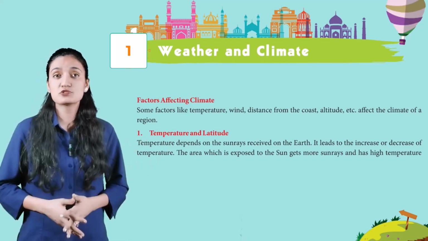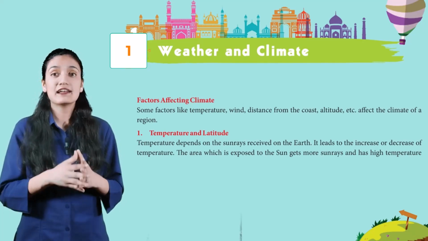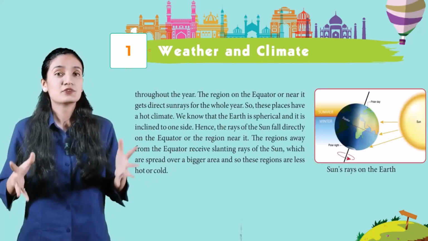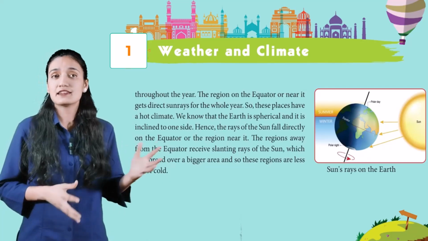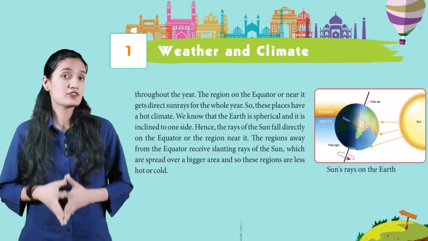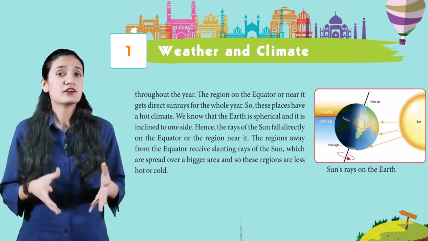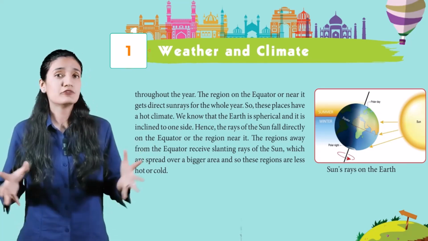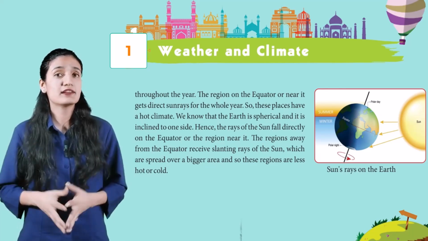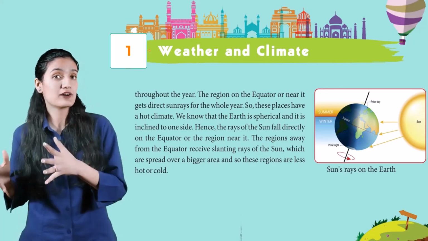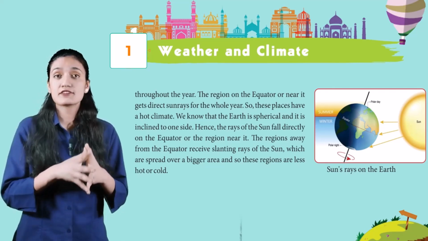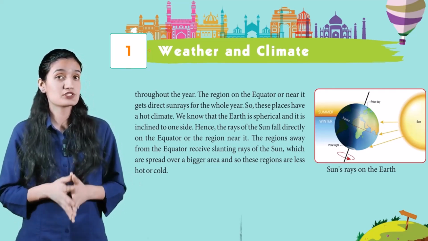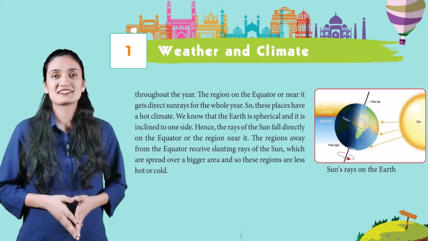The area which is exposed to the sun gets more sun rays and has high temperature throughout the year. The region of the equator or near it gets direct sun rays for the whole year. So these places have a hot climate. We know that the earth is spherical and it is inclined to one side. Hence, the rays of sun fall directly on the equator or the region near it.